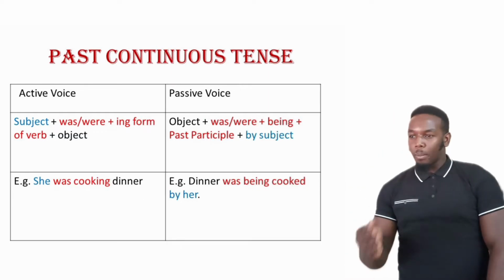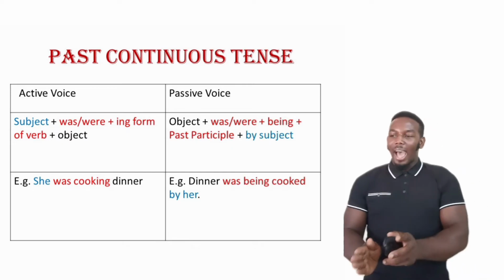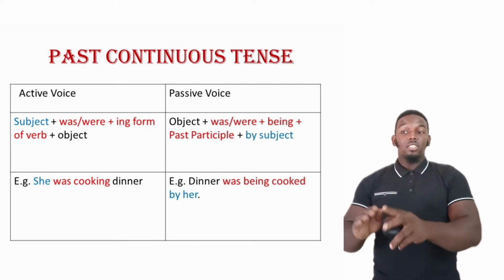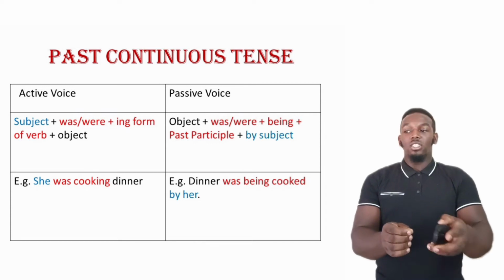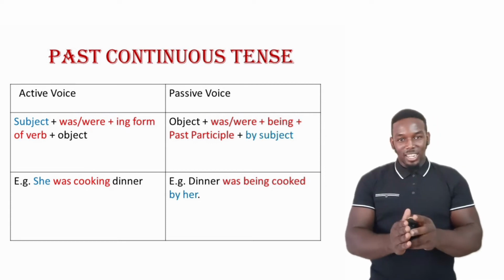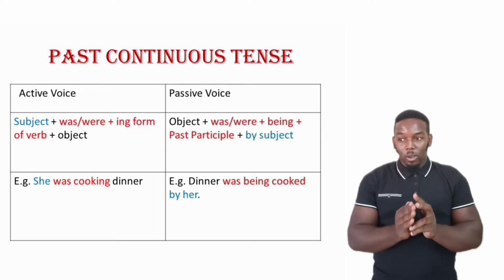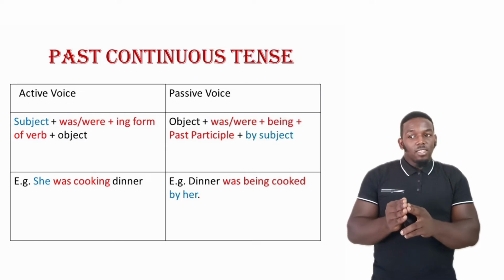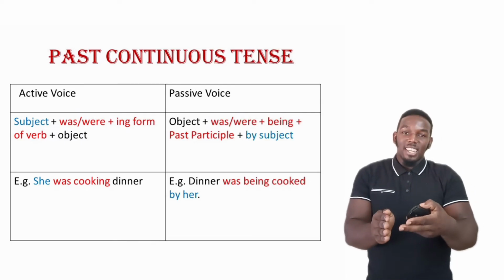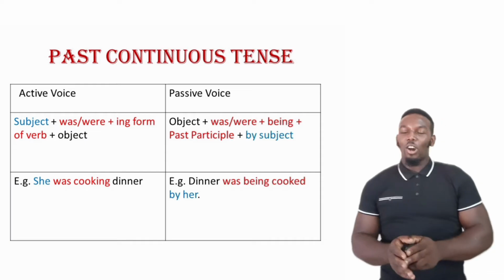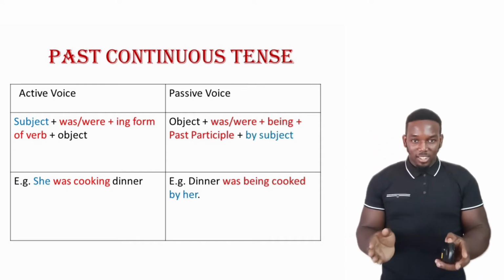So we move now to the past continuous tense. Now the structure for the active voice is this: subject, then was or were, then the ing form of the verb, then the object. Now for the passive voice, the structure becomes object, then was or were, plus being, plus the past participle of the verb, followed by subject.